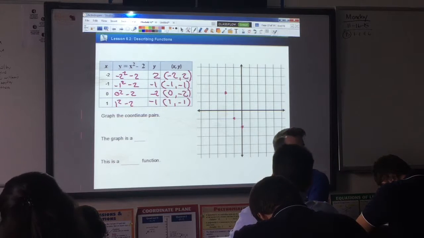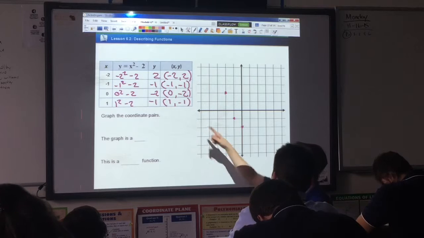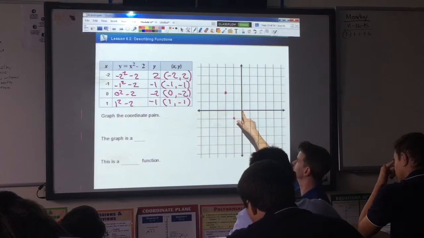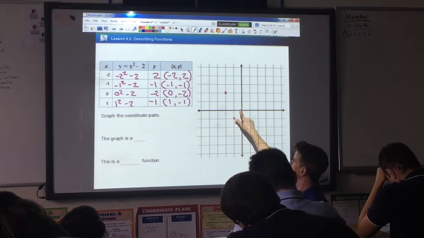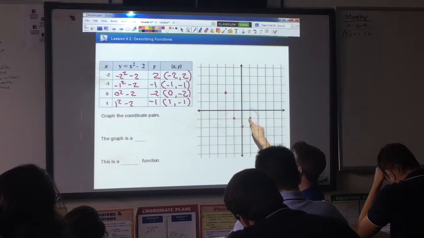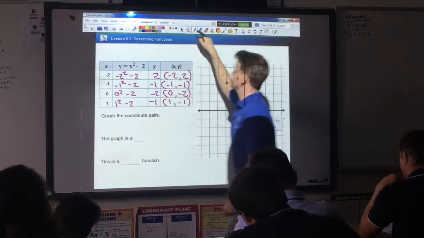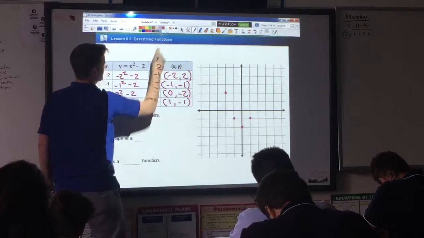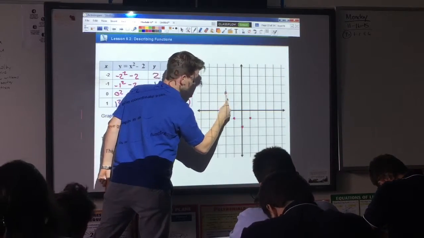Okay. And then last but not least, Alicia, last coordinate, 1 comma negative 1. Am I going left or right? Right. How many spots? 1. And then up or down? Down. How many spots? 1. And we graph that point right there. Then, of course, we have to connect all of these with a line. So I'll start with my first point.